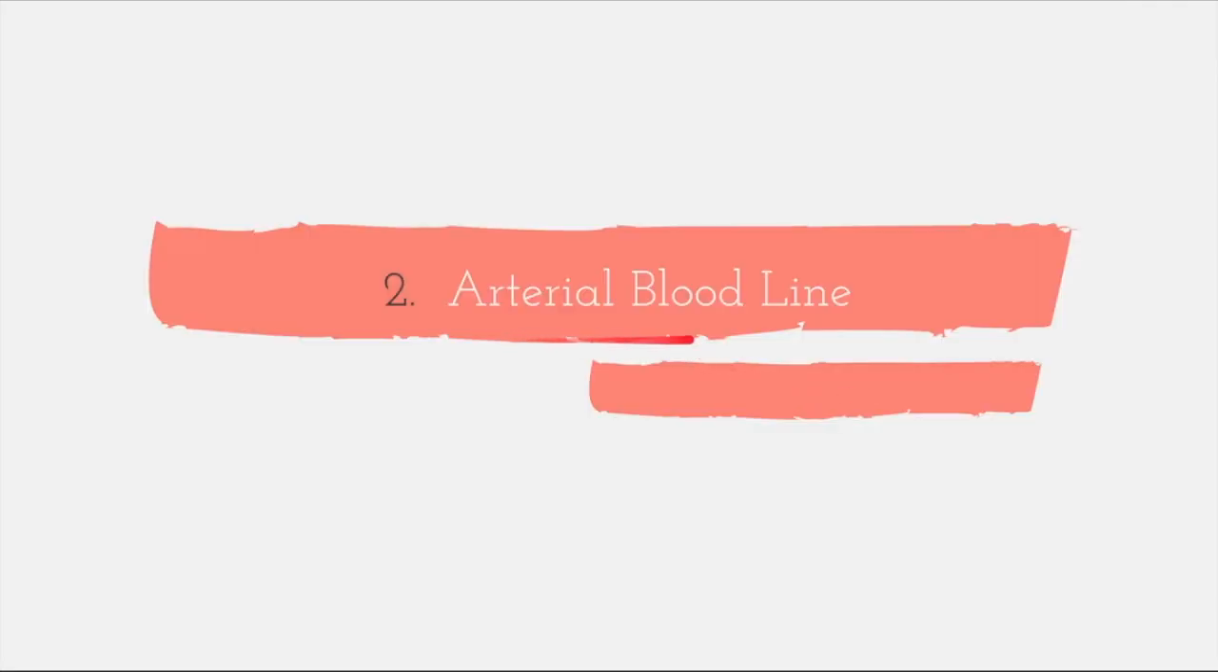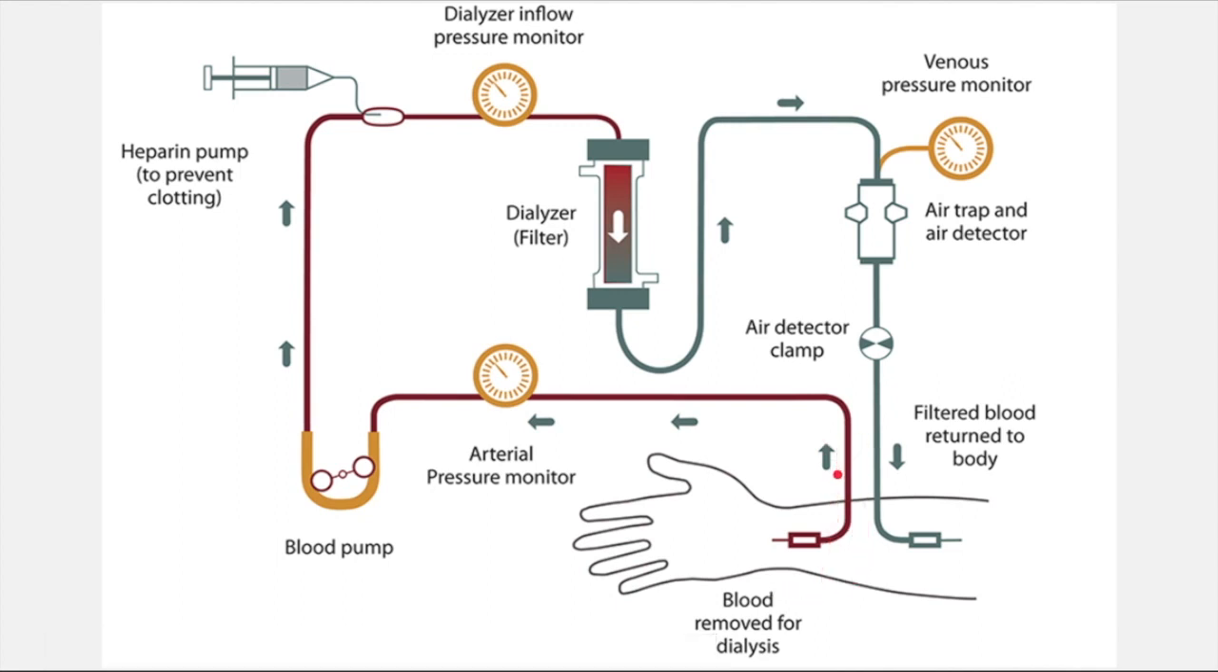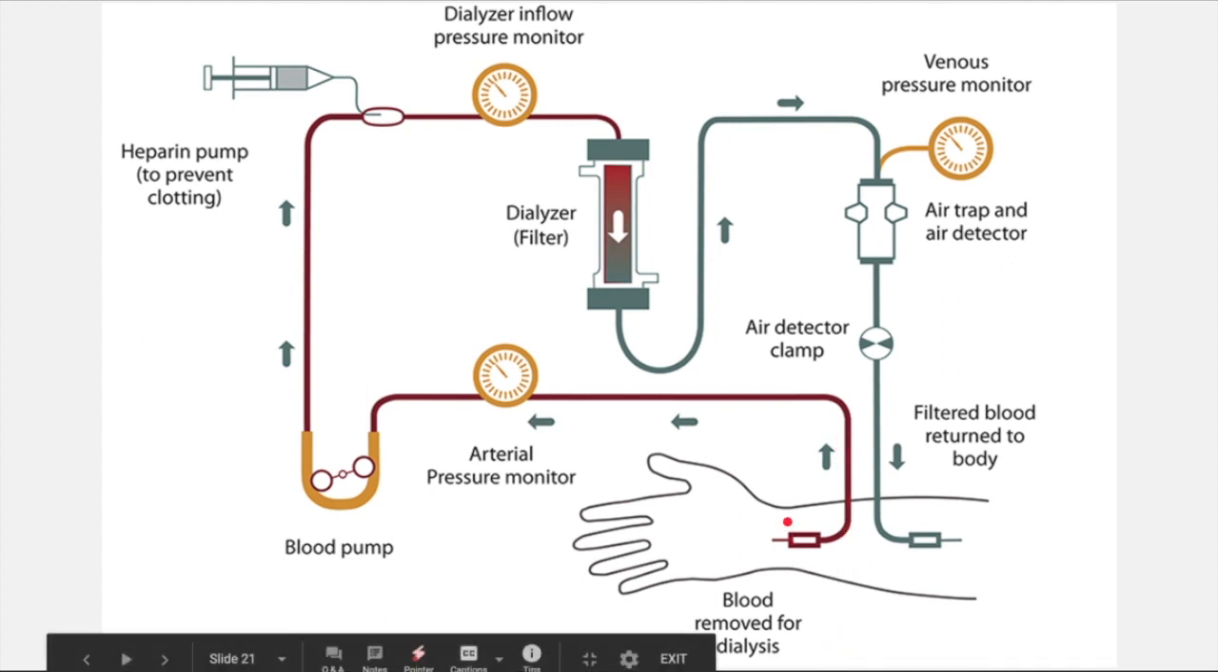Next is the arterial blood line. So the arterial blood line is the line where blood is coming from the patient. So the blood that has gone through this is the blood that has not gone through the dialyzer yet. So this can be considered as the dirty blood, and it can be shown here. So this is connected here. This is the arterial line.